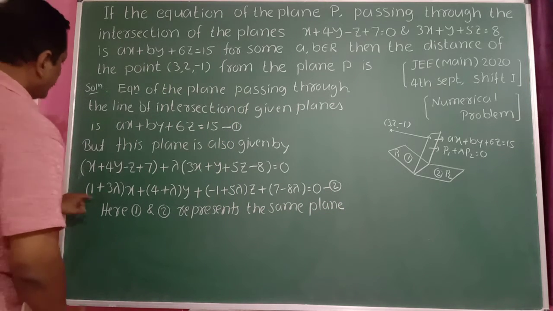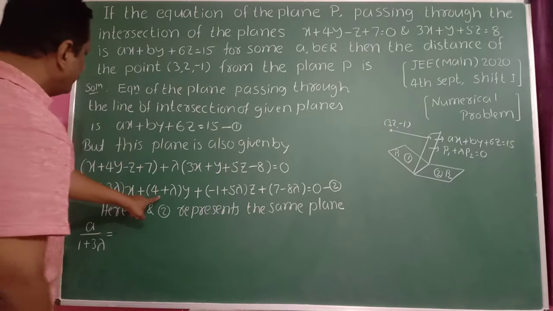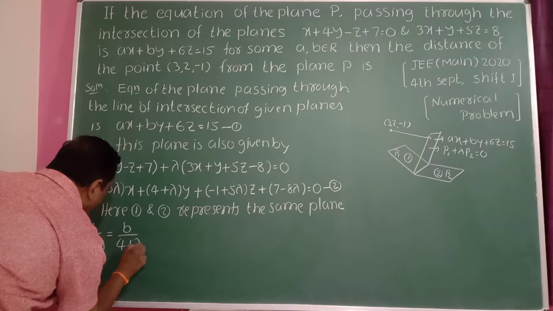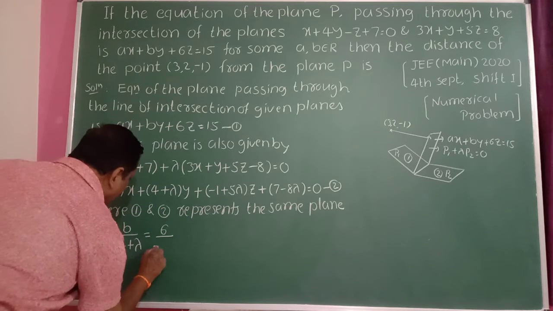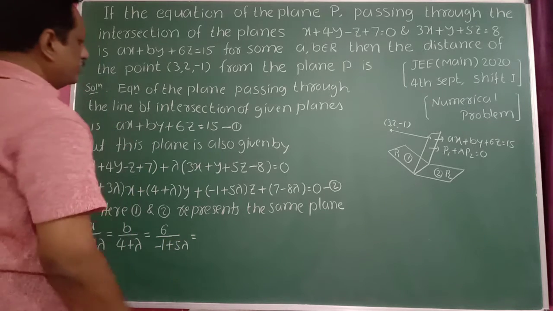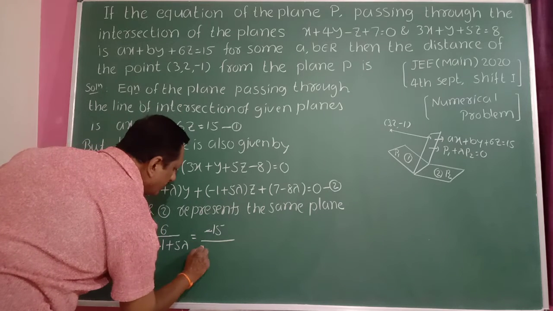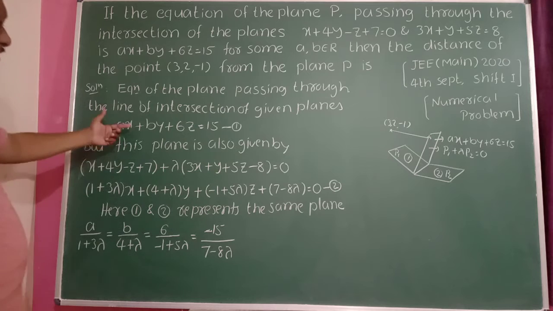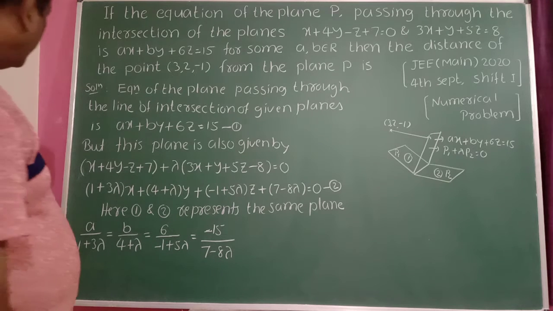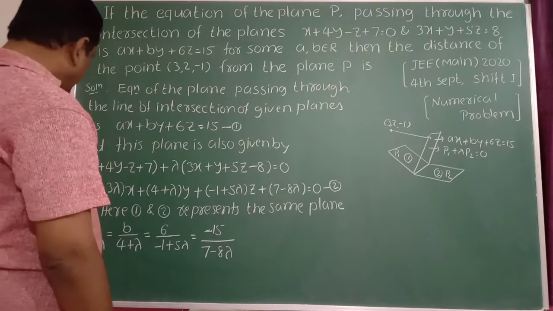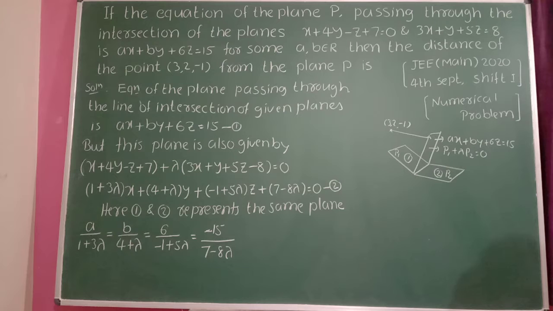So a divided by 1 plus 3 lambda is equal to b divided by 4 plus lambda, is equal to 6 divided by minus 1 plus 5 lambda, is equal to, taking 15 to the left side, minus 15 divided by 7 minus 8 lambda. Both represent the same plane, therefore their coefficients are proportional.